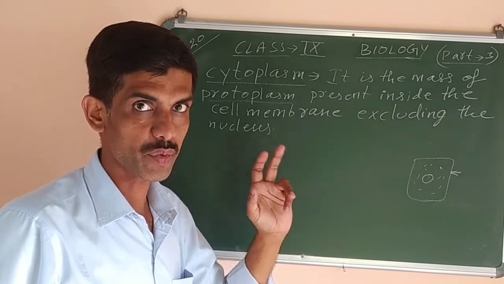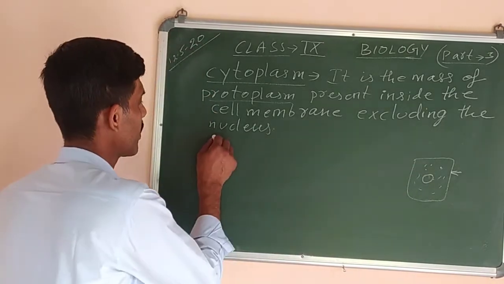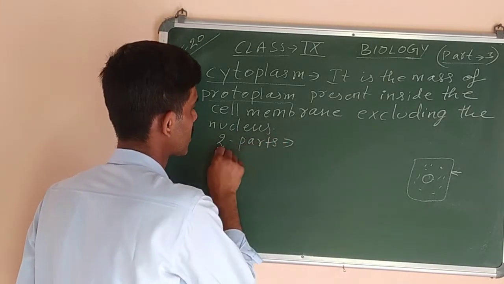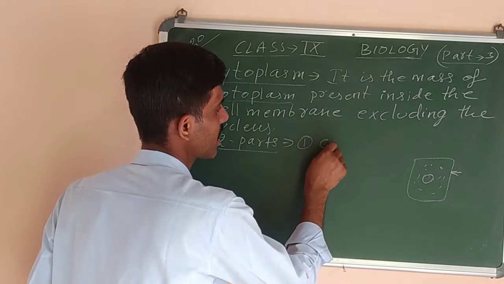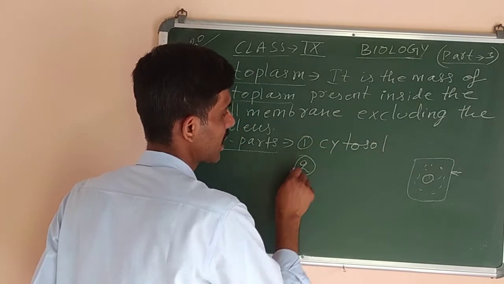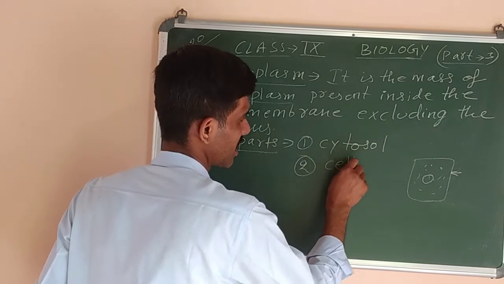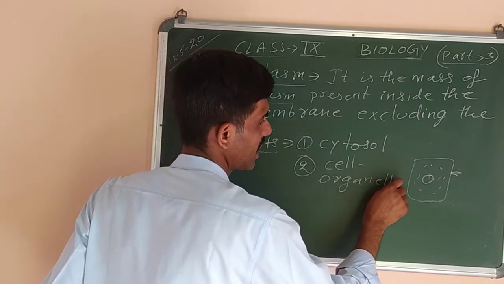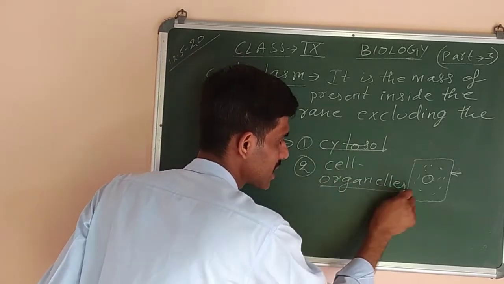So it is made up of two parts. I'll just highlight those words and their function also. Two parts. Number one is called cytosol. Cytosol is the fluid part of the cell. The second one is called the cell organelles. Cytosol and cell organelles.